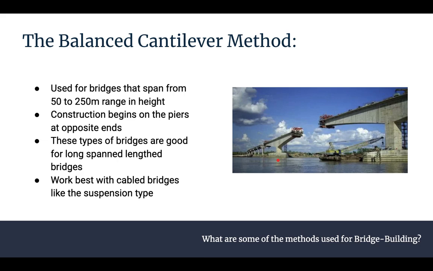The balanced cantilever method is used for bridges that span from 50 to 250 range in height, and construction begins on the opposite ends. They build to the middle, and these types of bridges are good for long span length bridges, and they work best with cabled bridges like the suspension type.